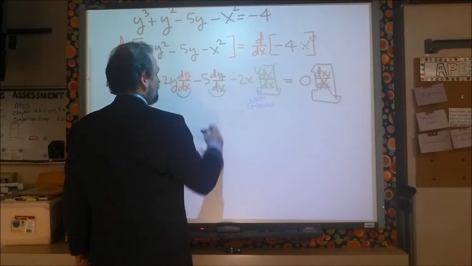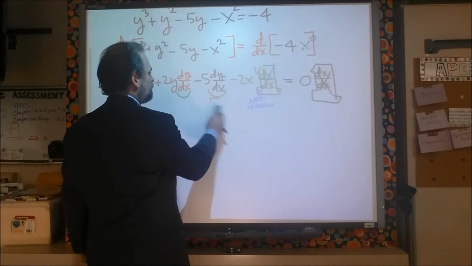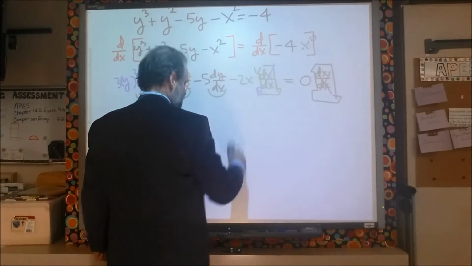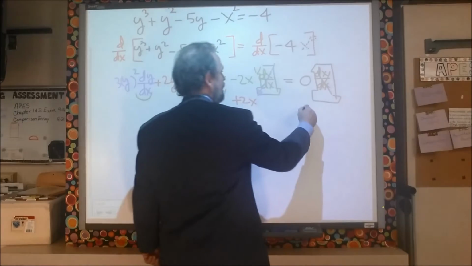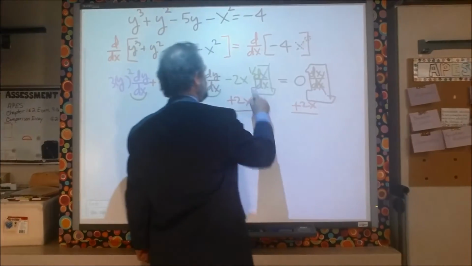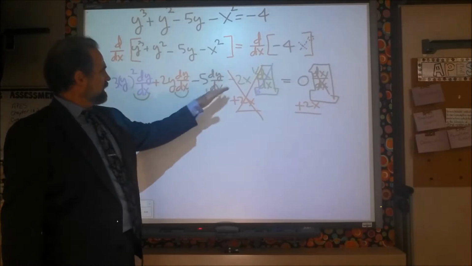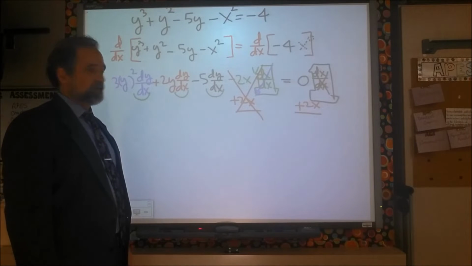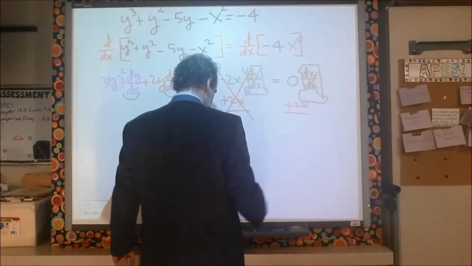I'm going to add 5 to here. Oh, I'm sorry. That's the wrong one. I'm not going to do that. I'm going to add 2x to here and add 2x to there, right? And now that's gone. And all the terms left on this side have dy dx in them, yes? And of course, this is going to be 0 plus 2x.